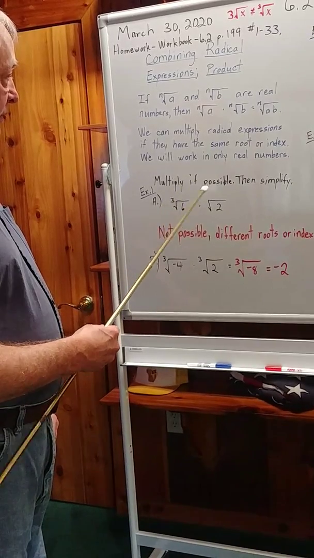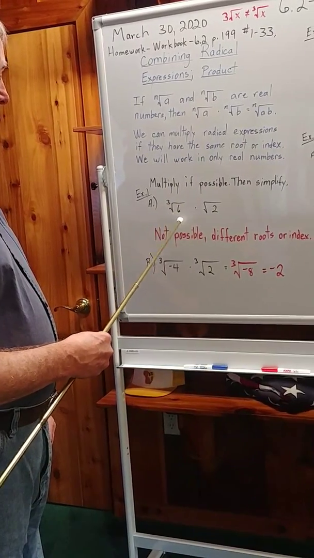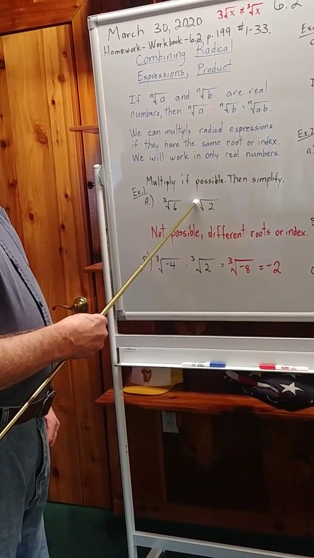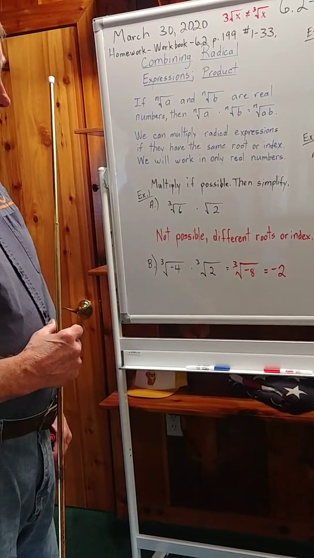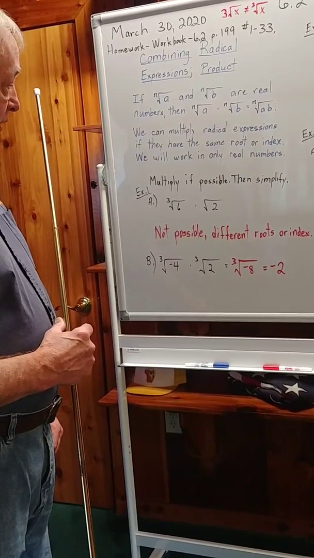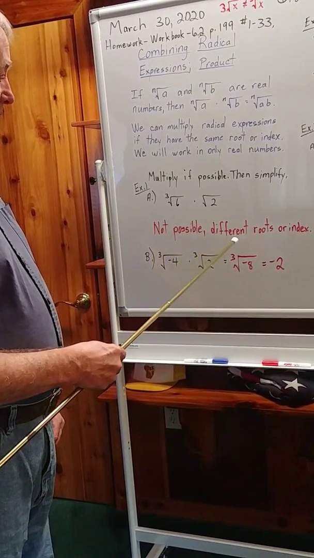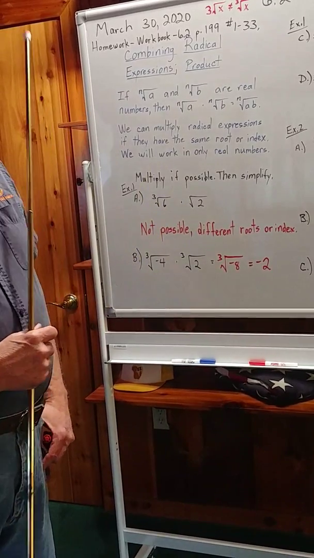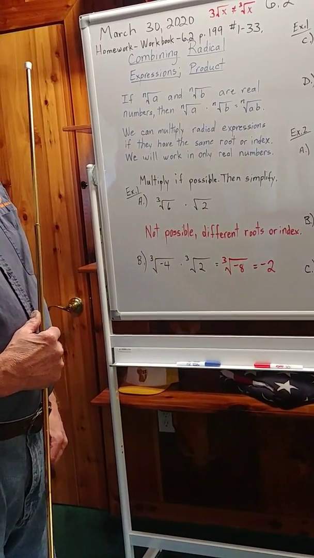Example 1, multiply if possible, then simplify. The third root of x times the square root of 2. Notice there is no index or root out front. That means that it is the square root, it's implied. This isn't possible because there are different roots or indices. This one's third root and this is square root, so we can't multiply them.